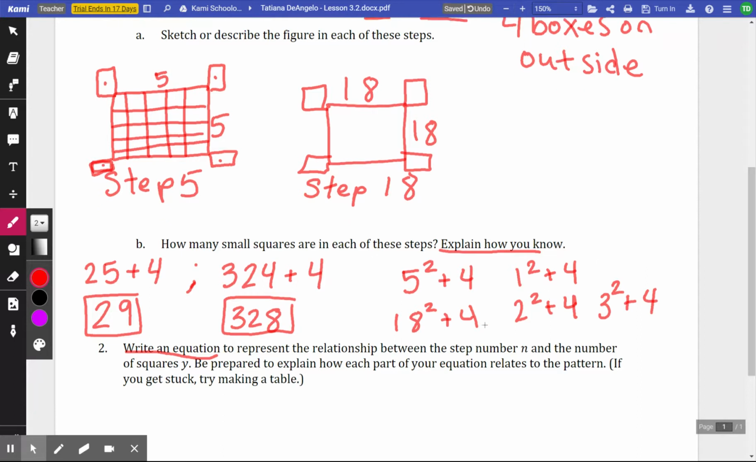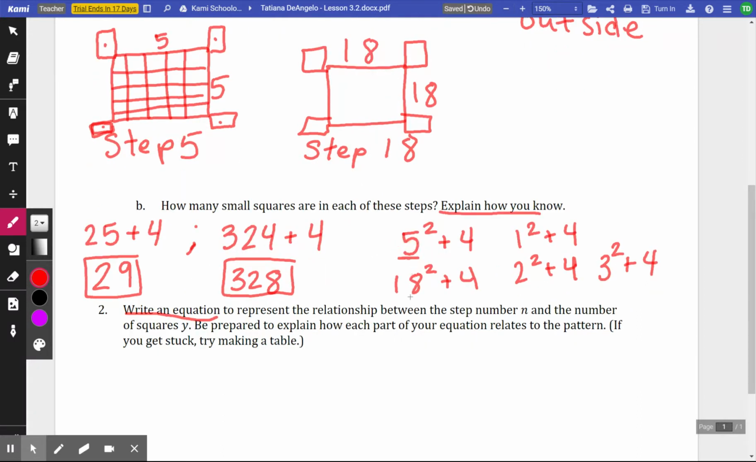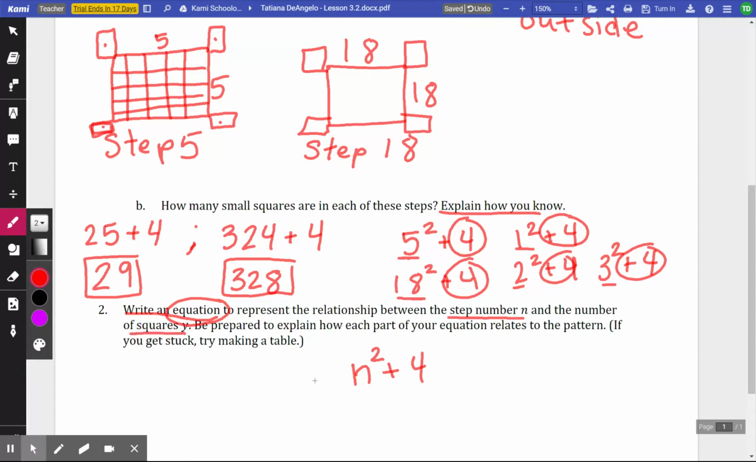I can do that for all the steps that we have so far. And what do I notice? Well, I notice that whatever my step number is, 5, 18, 1, 2, or 3, whatever my step number is being squared or multiplied by itself. And then it always has a plus 4 tacked on at the end. So I'm thinking that this should be expressed by n squared plus 4. But it's not asking for an expression. It's asking for an equation. And it tells me that it's a relationship between the step number n and the number of squares y. So I'm going to write y equals n squared plus 4. And that is the equation.